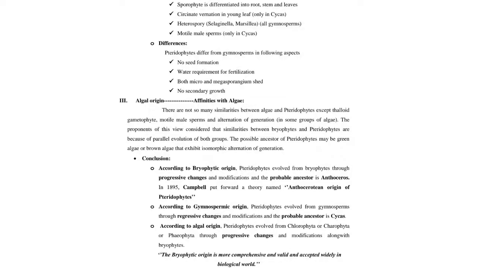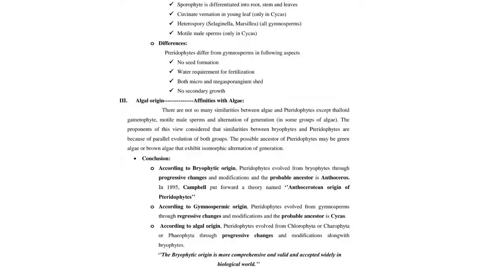3. Algal origin. Affinities with algae. There are not so many similarities between algae and Pteridophytes, except thalloid gametophyte, motile male sperms and alternation of generation in some groups of algae. The proponents of this view consider that similarities between bryophytes and Pteridophytes are because of parallel evolution of both groups. The possible ancestor of Pteridophytes may be green algae or brown algae that exhibit isomorphic alternation of generation.